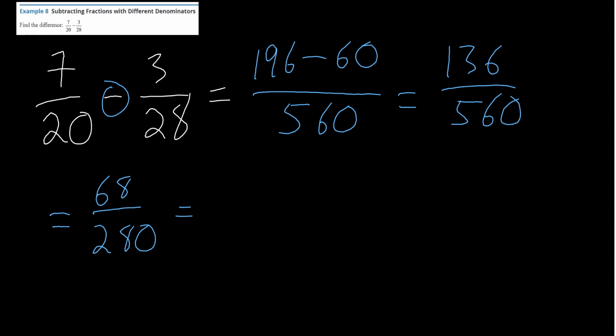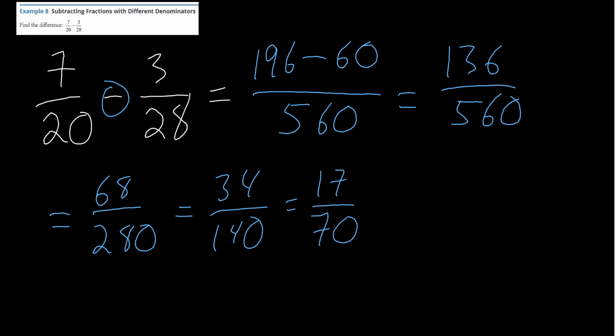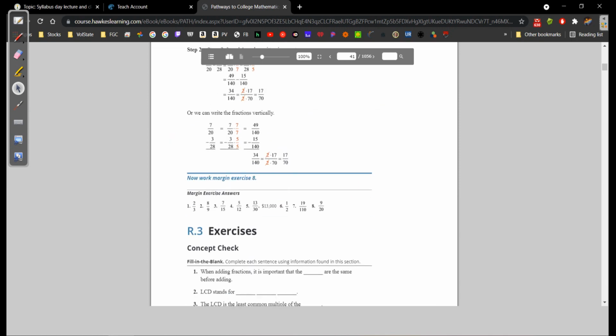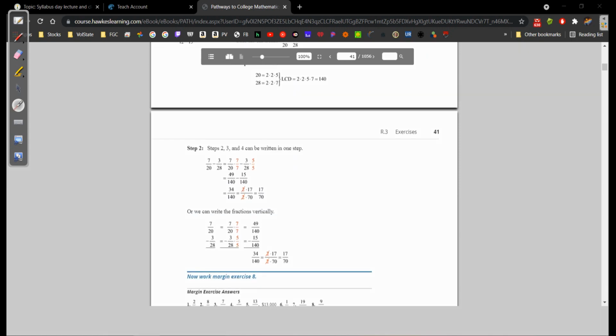Okay, and these two are divisible by 2 as well, right? 68 is 34 over 140. And then that's 17 over 70. Well, 17 is prime, so we have to stop there, right? So 17 over 70 should be my solution here. There it is, 17 over 70.